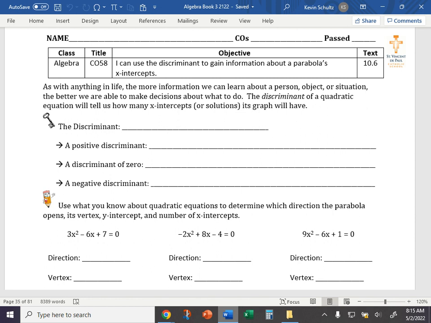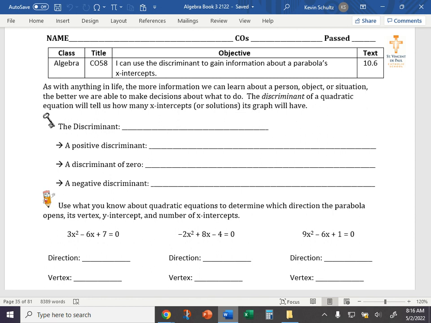To begin CO58. In CO56, we talked exclusively about the x-intercepts. Given the x-intercepts of a parabola, you can write the original equation. And we talked about how many x-intercepts a parabola can have, the basic rundown of the number you should always be looking for when solving for them or when given them.